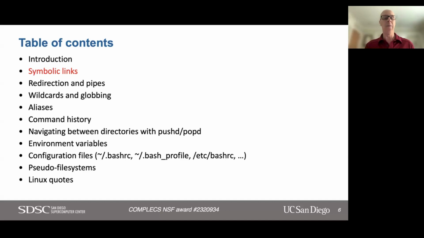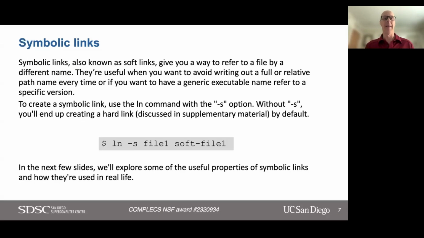So we're going to start off with symbolic links. Symbolic links, these are also known as soft links. They give you a way to refer to a file by a different name. So they're very useful when you want to avoid writing out a full or a relative path name every time, or if you say have a generic executable name that you want to refer to rather than a specific version. And I'll show in a couple of slides how this could be very useful.